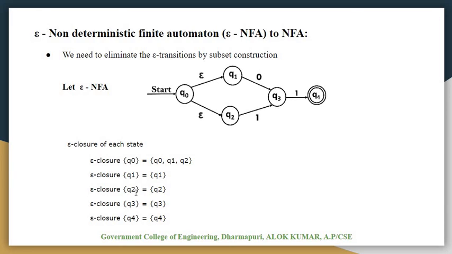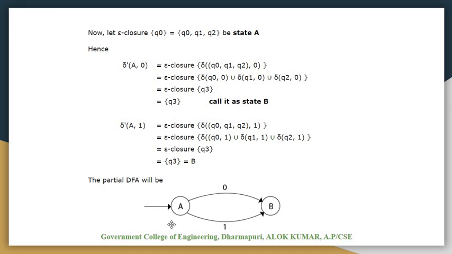The epsilon closure of Q2 will also be Q2. The epsilon closure of Q3 will also be Q3, and the epsilon closure of Q4 will be Q4, because from Q4 using the empty string we are not going to any other state. So this first step we have done: the epsilon closure of each state we will find. After that, suppose the epsilon closure of the initial state we are calling state A.